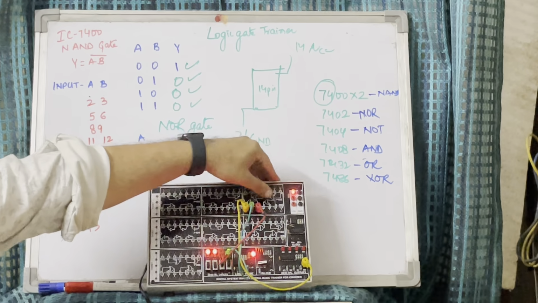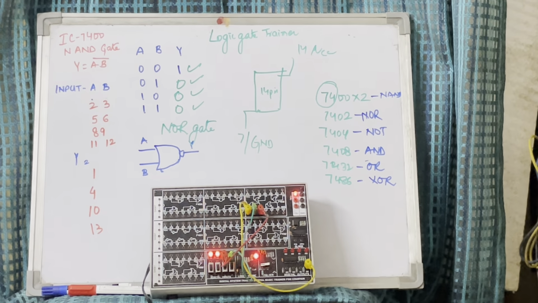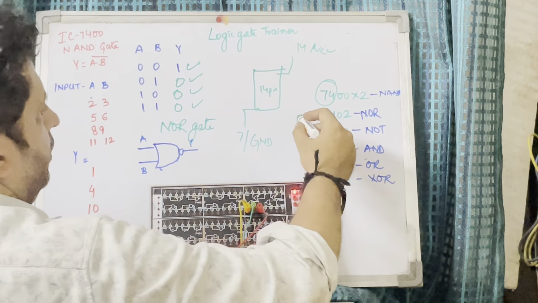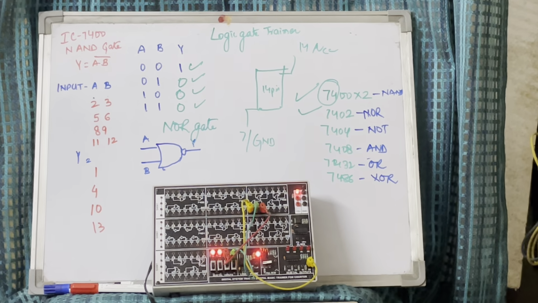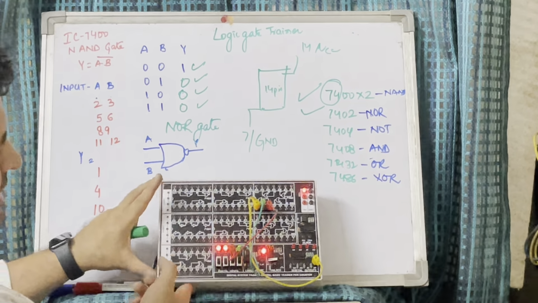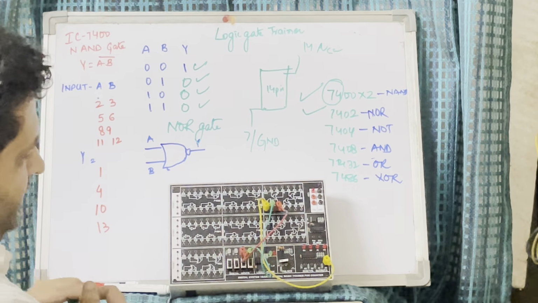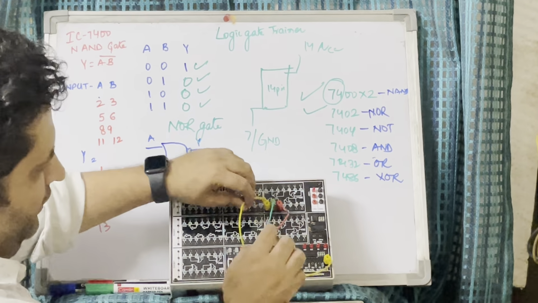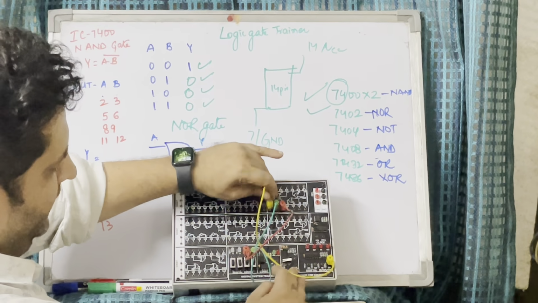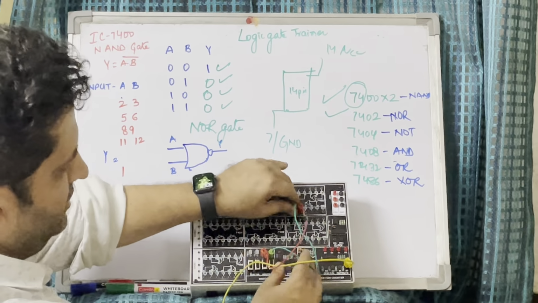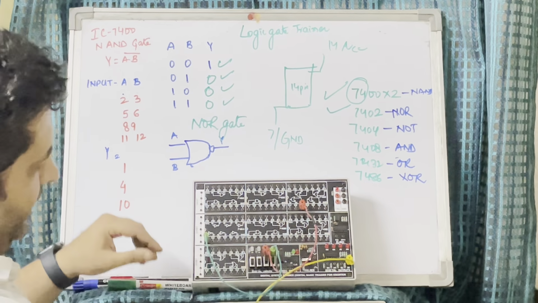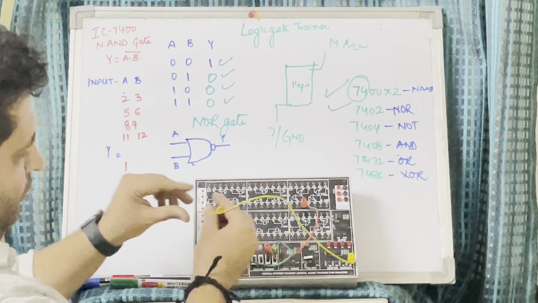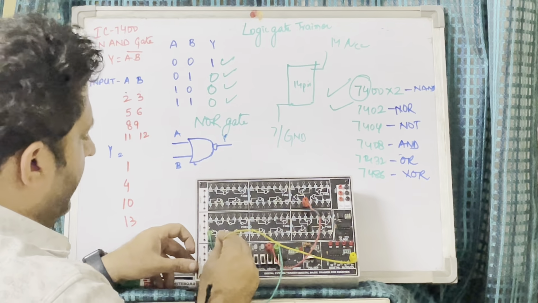So now we have done IC number 2, that is 7402. Earlier we have done 7400. Now we are going to do IC number 3, that is 7404. In this IC there is only one input, so we will take one input I0 connected to pin number 1, and the output we will take from pin number 2.